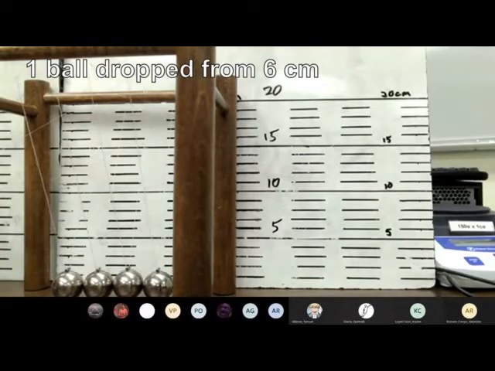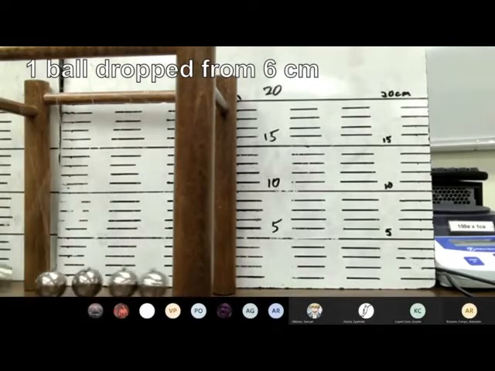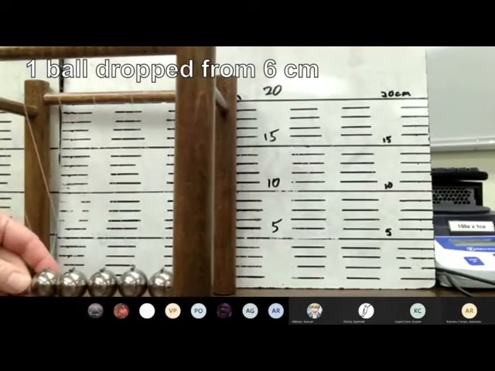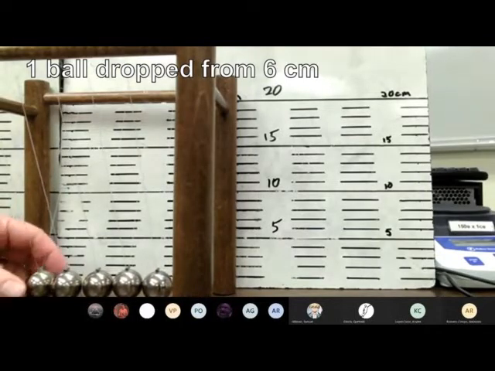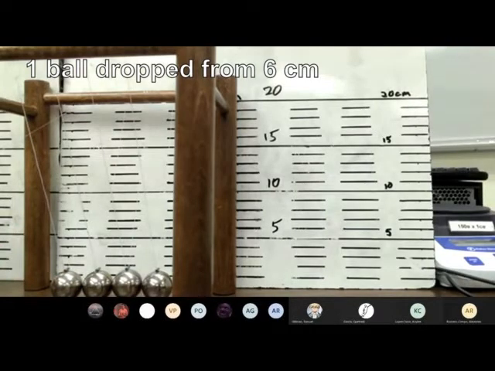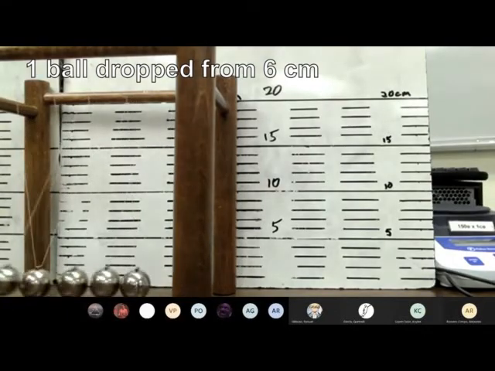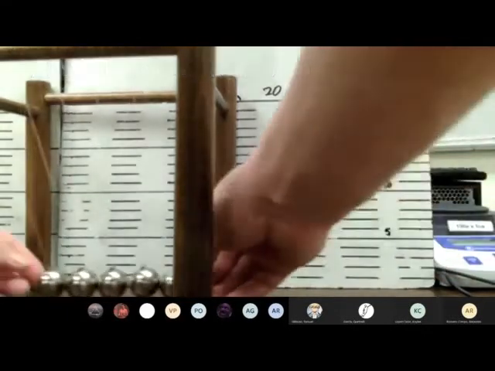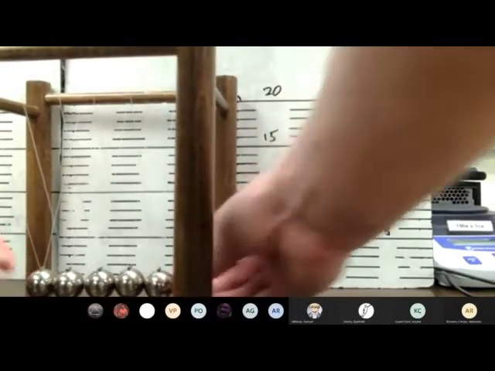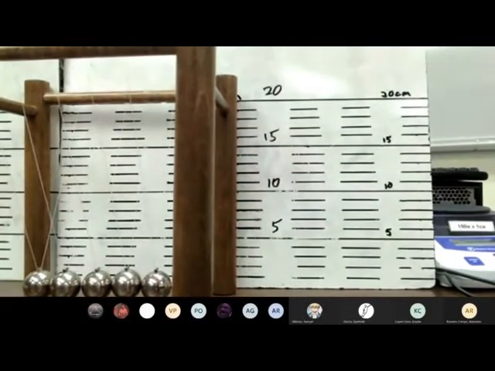Here's another one, one ball 6 centimeters high. 3, 2, 1. And I'll do it one more time just to make sure anybody who needed that got their 3 trials worth of data. 3, 2, 1. Okay. Please let me know if you need me to repeat that or if we're good to move on.